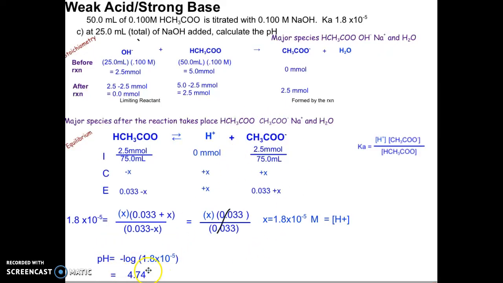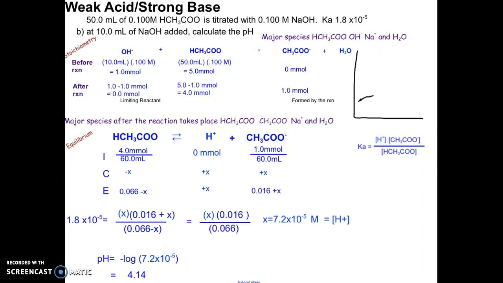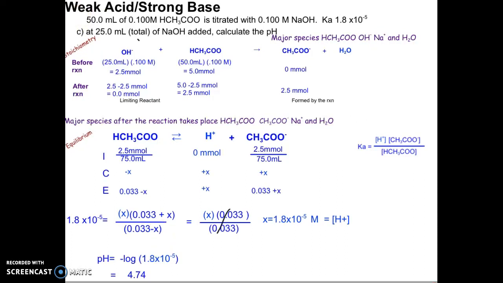We do this. Notice that pH is 4.74. So it is just slightly higher. I'm going to go back one page, to what it was when we were talking about it being 10 mils. It was 4.14. And so now you're saying when I add 15 milliliters more, I'm at 4.74.